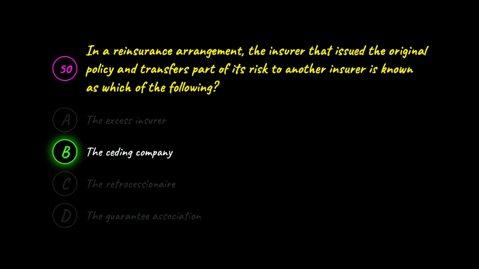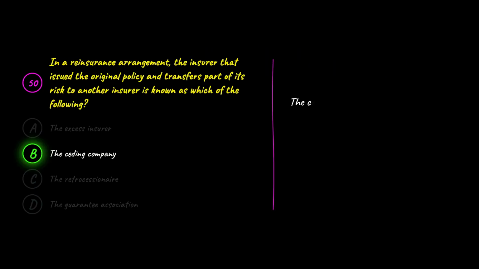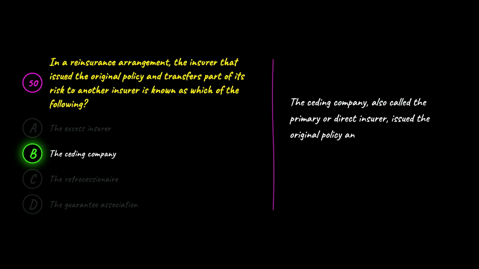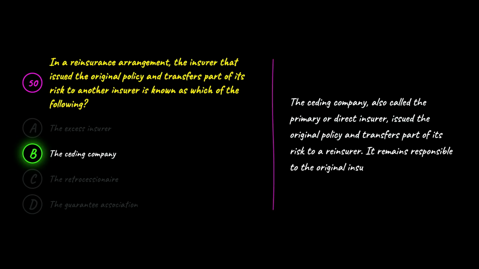The correct answer is B. The ceding company. B is correct because the ceding company, also called the primary or direct insurer, issued the original policy and transfers part of its risk to a reinsurer. It remains responsible to the original insured.